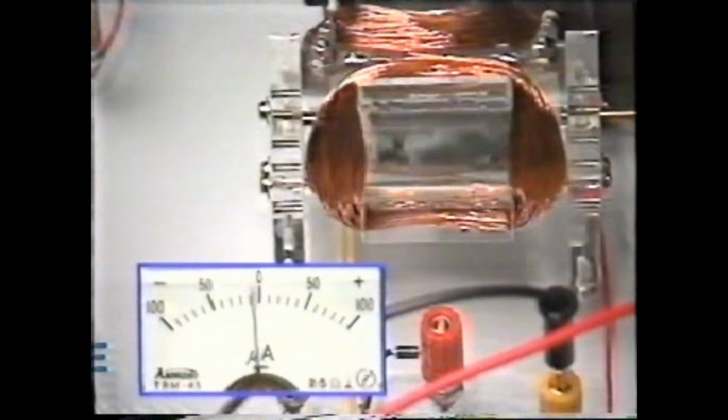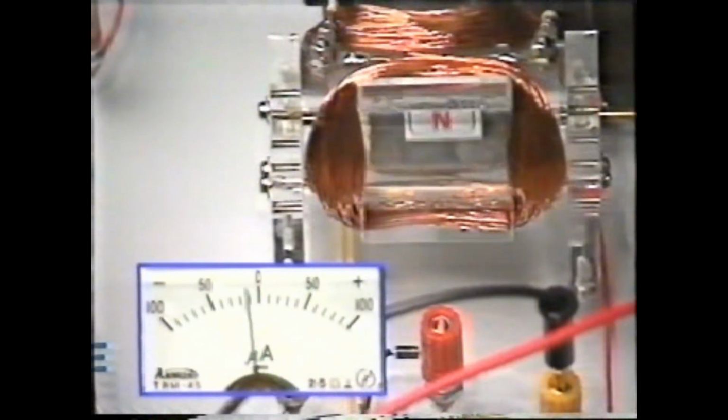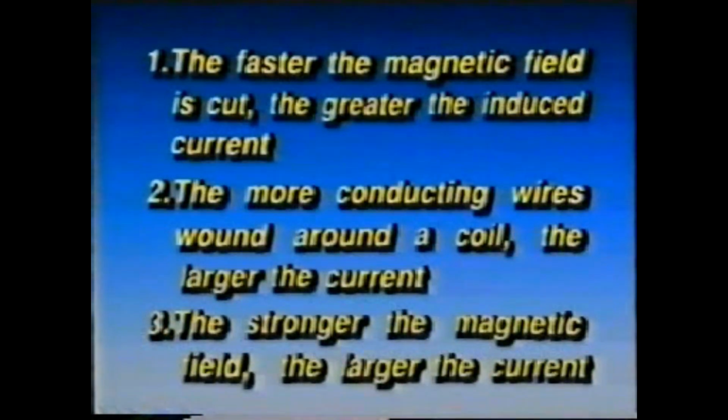As the speed of rotation of the magnet increases, that is, as the coil cuts across more magnetic lines, more current is generated. These experiments show the following principles. The faster the conducting wire cuts the magnetic field, the more current is generated by electromagnetic induction. The more turns of conducting wire wound around a coil, the greater the induced current. The stronger the magnetic field, the larger the induced current.